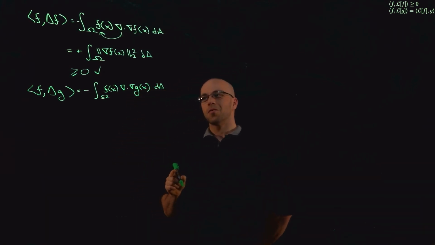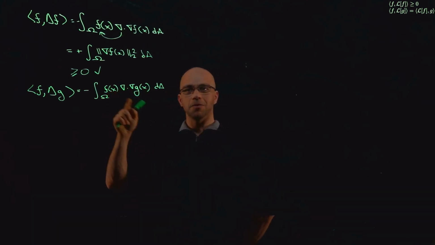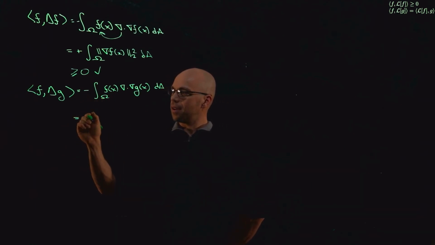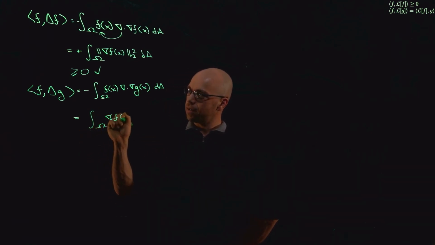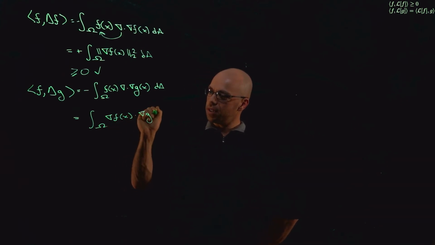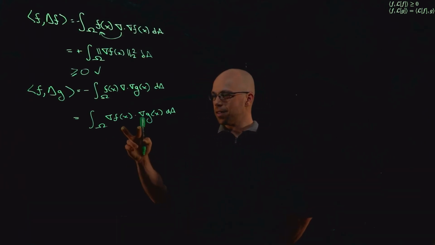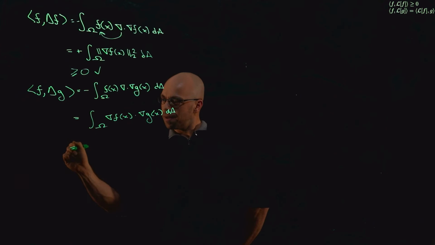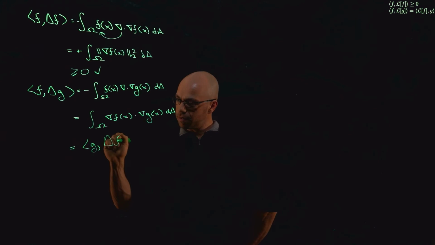Well, let's see here. We're going to get boundary terms, but there aren't boundary terms because f is 0 on the boundary, and the minus becomes a plus. So this is really equal to the integral along omega of the gradient of f of x dot product with the gradient of g of x dA. This is again just integrating by parts. This thing is symmetric in f and g, so we can follow the same argument backward, and what we get is that this is g times the Laplacian of f.